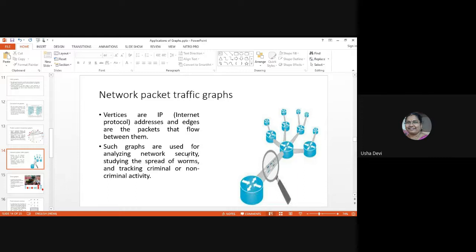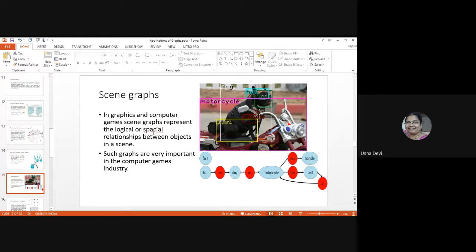security purposes. Similarly, in case any worms are spreading, you can easily analyze it. You can easily find out tracking of criminal or non-criminal activity, how much data flow there is, and if any link goes off or on. You can easily measure these with the help of these graphs. So that is one kind of application. Next application is scene graphs, which are mainly applicable for graphics and computer games.